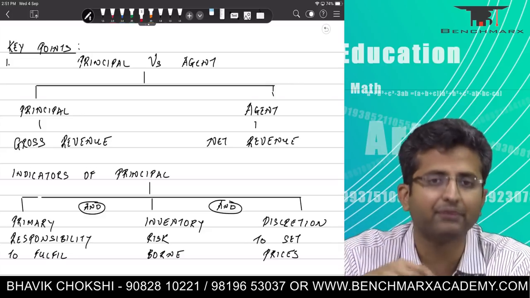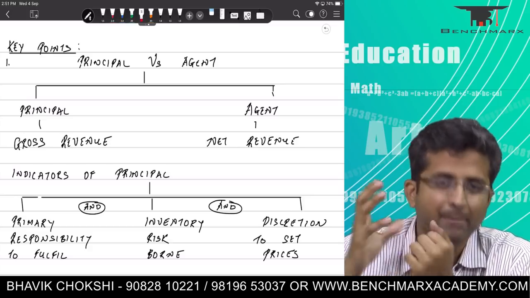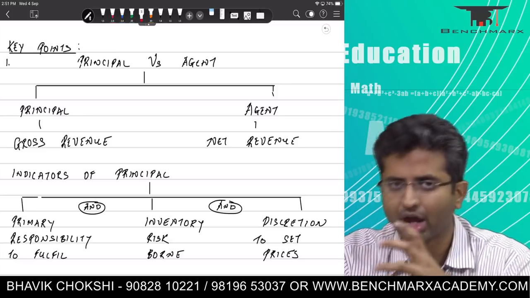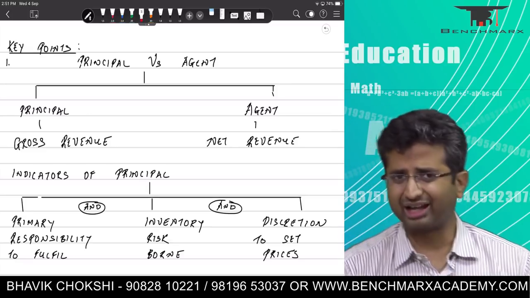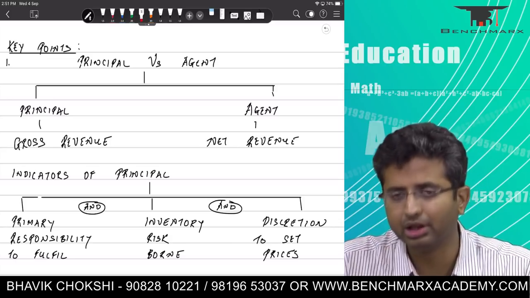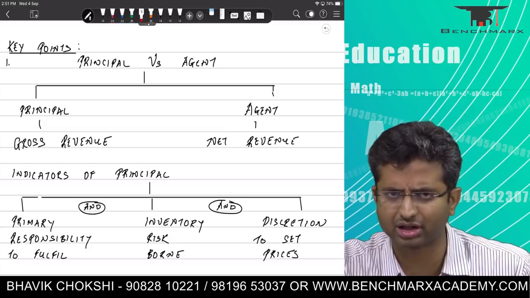So you pay him 550 rupees. The agent will not recognize 550 because his revenue is only the commission element, and hence he will recognize only the net revenue. On the other hand, if you are dealing as a principal, you will recognize the entire amount as revenue, the gross amount.